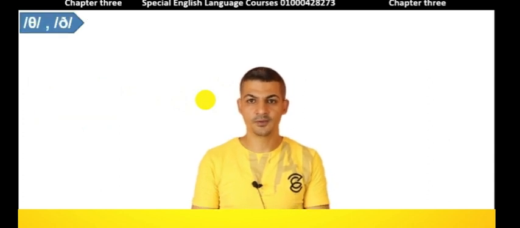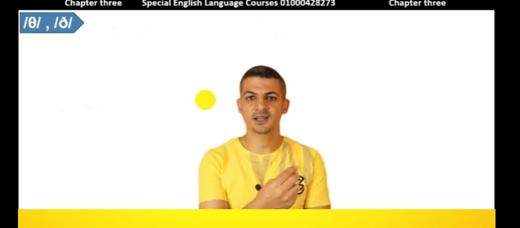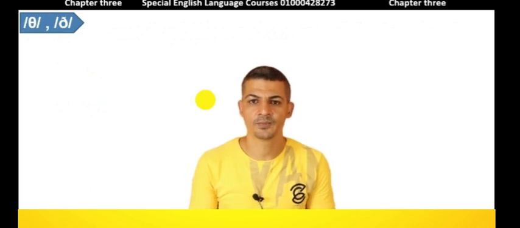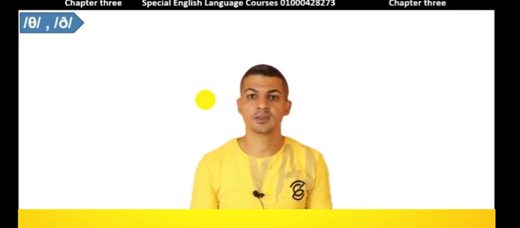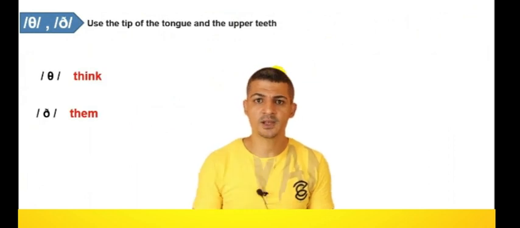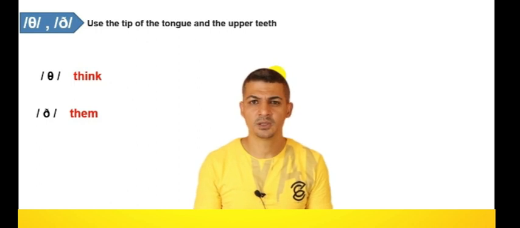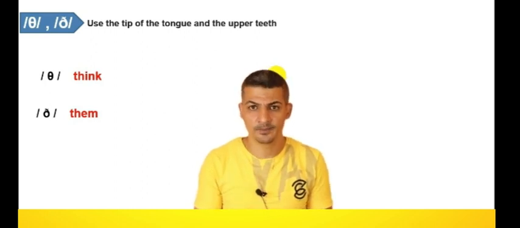Let's move to another point. The first one is unvoiced or voiceless, and the second one is voiced. To produce these two consonant sounds, we use the tip of the tongue and put it between the teeth, or use the tip of the tongue and the upper teeth to make it simpler.